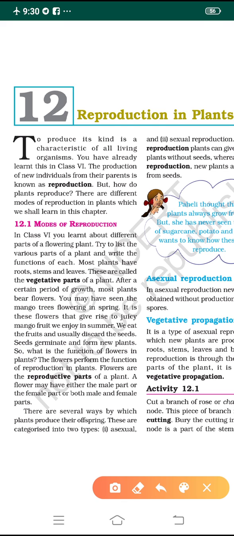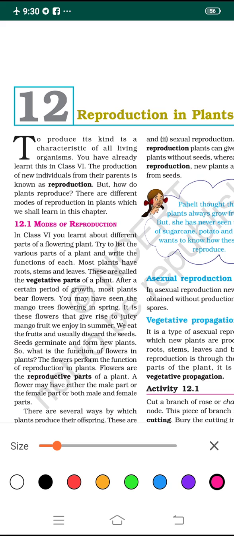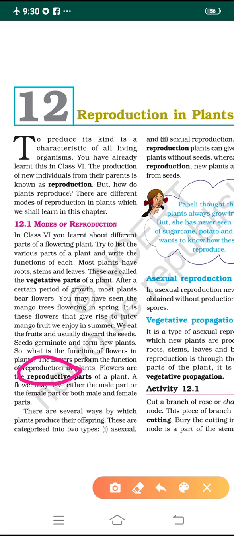What is the function of the flowers in the plants? This is very important. What specific function do flowers perform in plants? The flowers perform the function of reproduction in plants. The reproduction process in plants takes place by the flowers. That's why flowers are called the reproductive parts of a plant, because reproduction in plants takes place only by flowers.